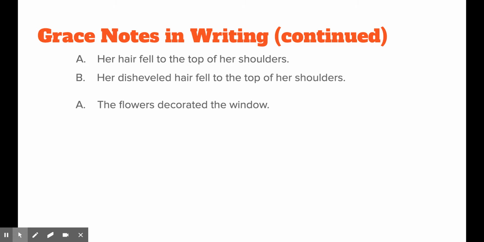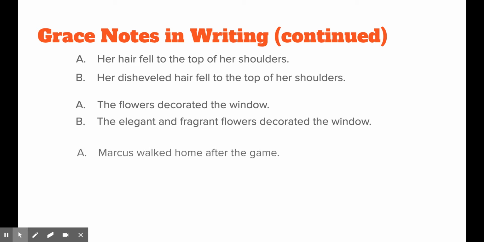The flowers decorated the window. The elegant and fragrant flowers decorated the window. Marcus walked home after the game. Marcus proudly strutted home after the game.